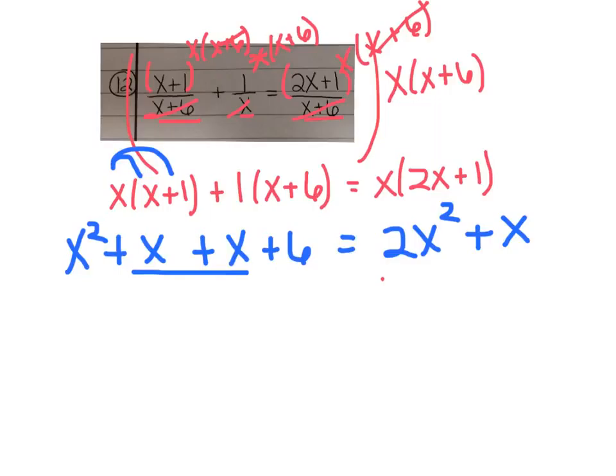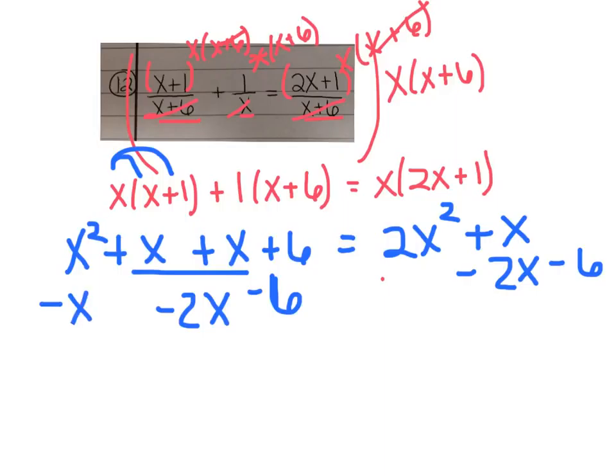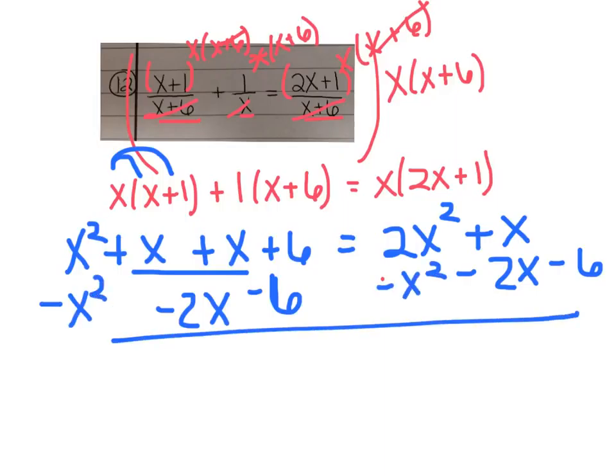This right here, since it's x plus x, that's 2x. I'm going to go ahead and subtract 2x over to move it over. This positive 6, I'm going to go ahead and subtract 6 over. And the x squared, I need to subtract it over as well. So that's going to leave me with 0 on the left. X squared minus x minus 6.